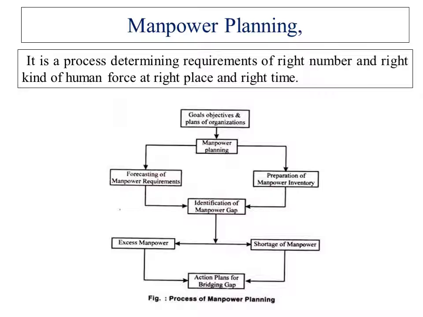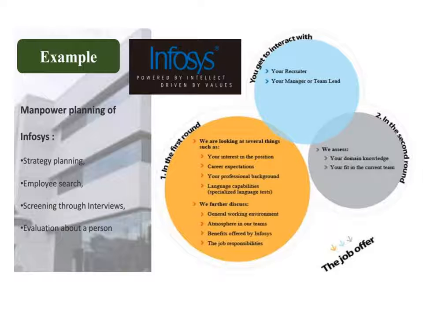Let us say this is the example for manpower planning: the case of Infosys, the well-renowned company. Manpower planning of Infosys involves strategic planning, then employee search, screening through interview, then evaluation of the person. This is the first round, then this is the second round. After the first and second rounds, they will make a job offer.